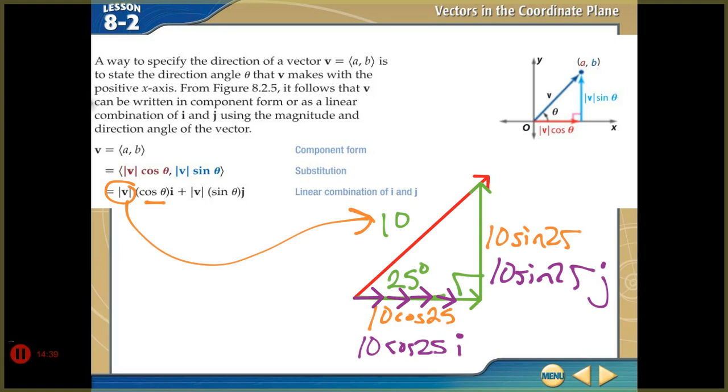So that's all it's looking at. That's what this up here and this diagram is showing you. It just breaks back down into your right triangle trig.